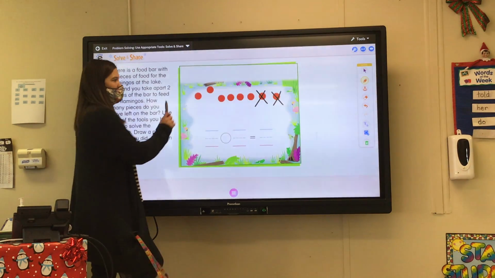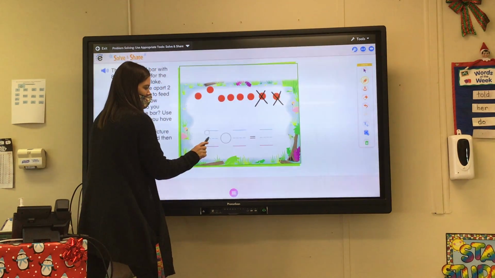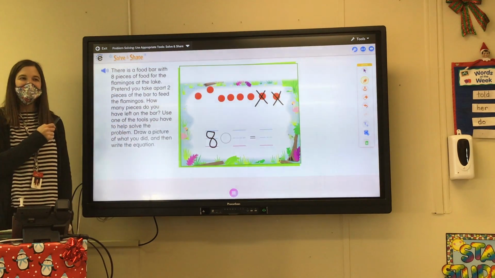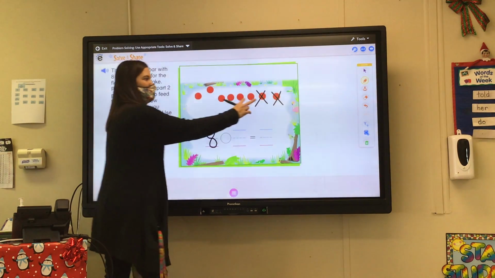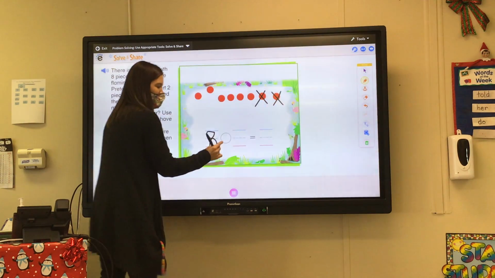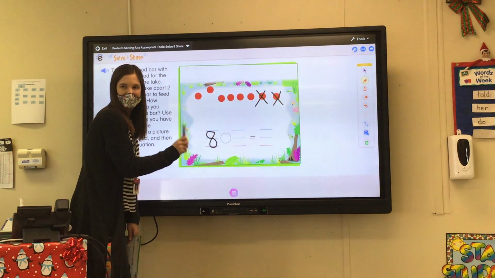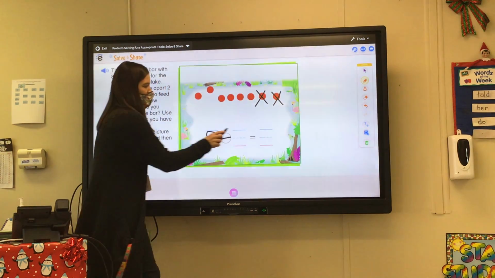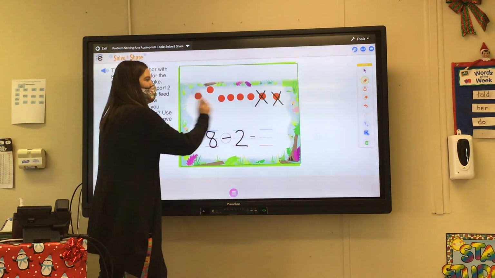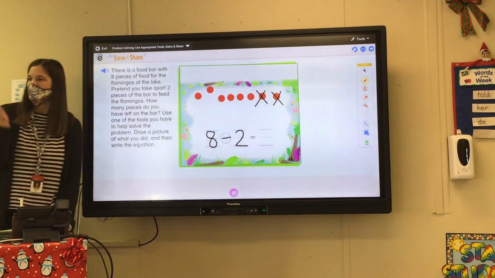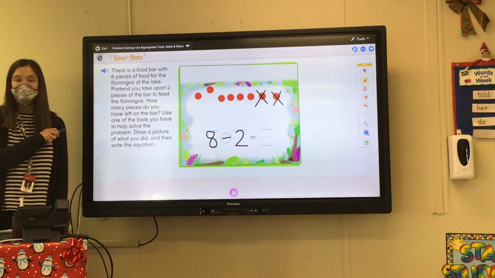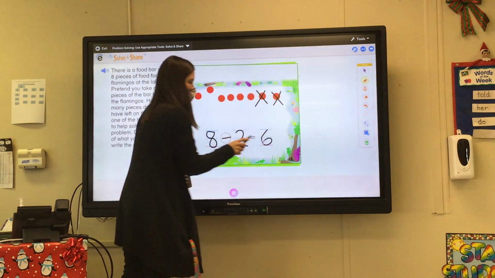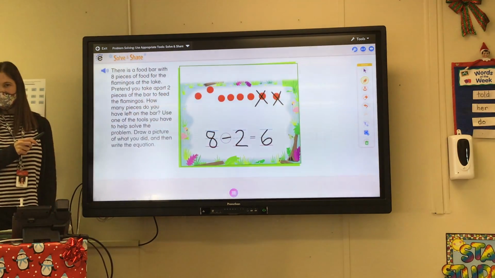8. There were 8 altogether, so we start with 8. Then we have to take away, how many? 2. So what sign do I put here? Is it a minus sign or a plus sign? Minus sign. And then we take away those 2. How many pieces of food do we have left, Avery? 6. 1, 2, 3, 4, 5, 6. We've been doing our subtraction. We got this one.